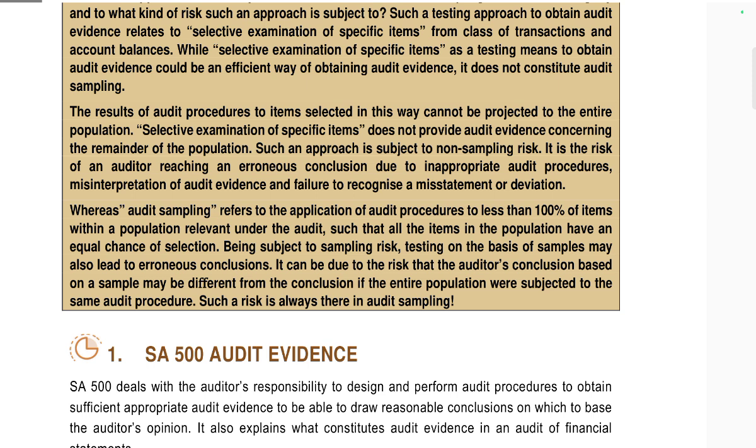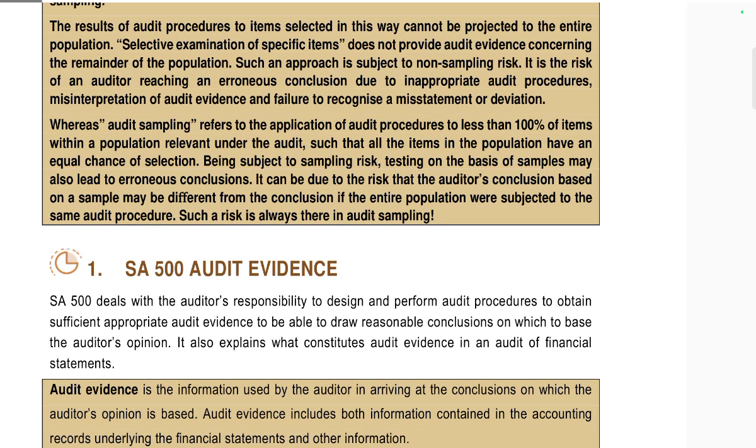It is a risk of the auditor reaching an erroneous conclusion due to inappropriate audit procedure, or misinterpretation of audit evidence, with failure to recognize a misstatement or a deviation, whereas audit sampling refers to the application of audit procedures to less than 100% of the items within the population that are relevant to the audit, such that all items have an equal chance of selection.